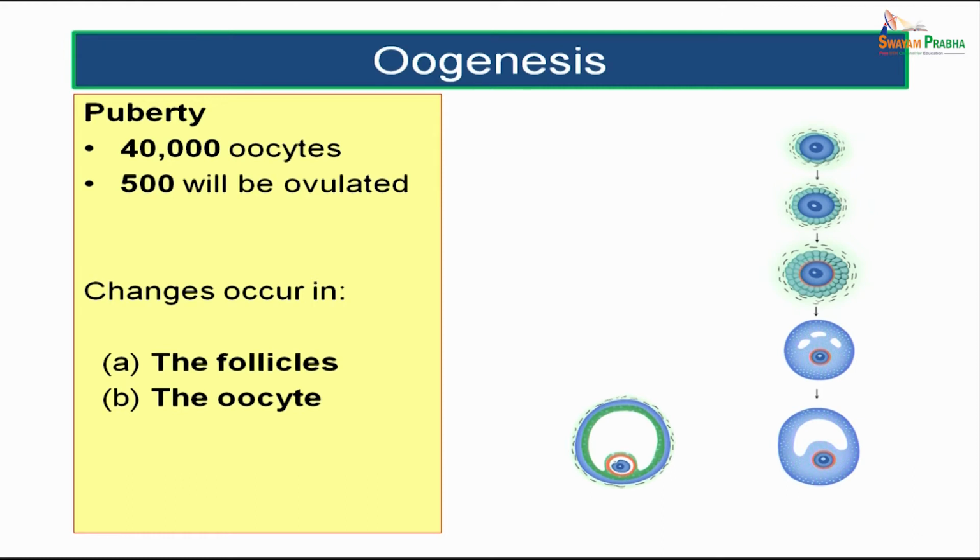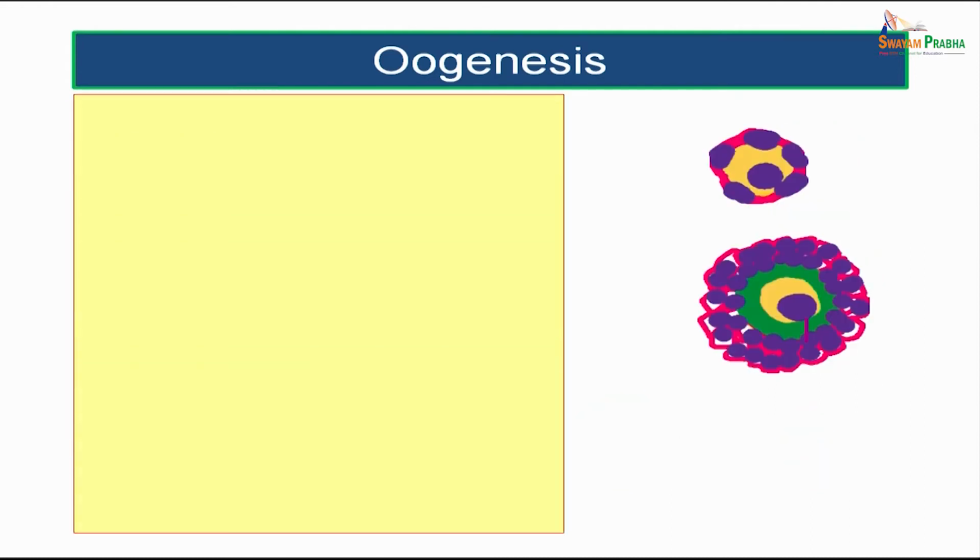Now, let us discuss the oogenesis under the following headings: the changes which occur for the follicles and the changes which occur for the oocyte. So, let us first see what are the changes happening for the follicle.